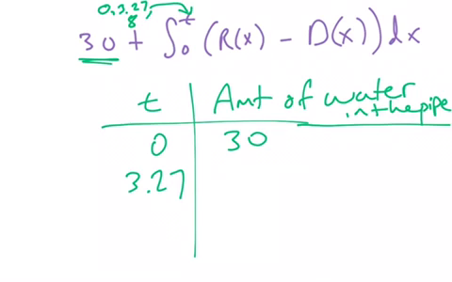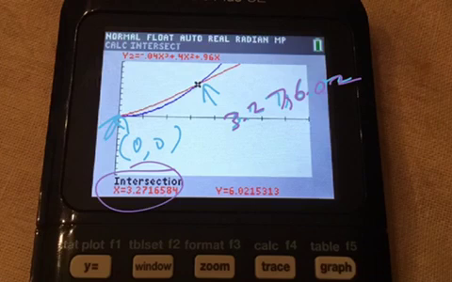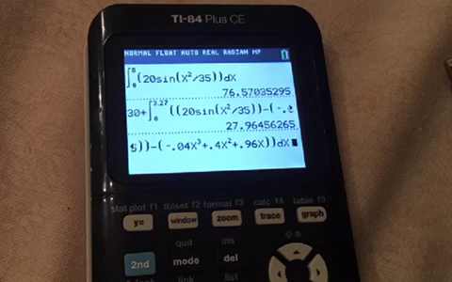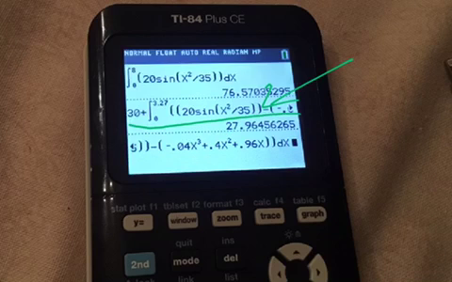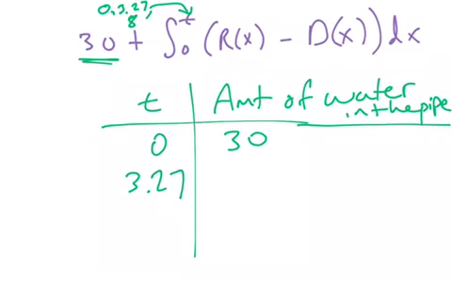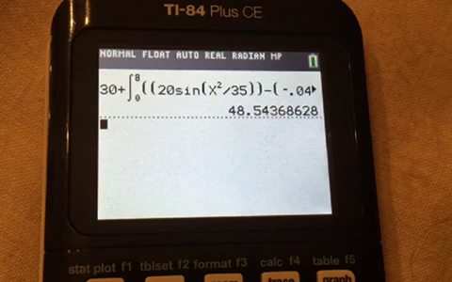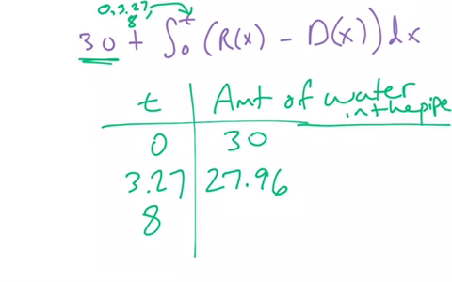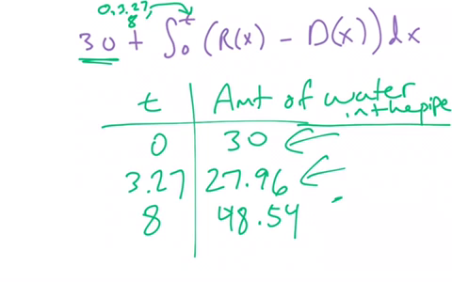3.27, how do I figure that out? Well, you just go into the calculator. It's a little long to type in, but I typed it all in here. This is the back part of what I typed in, and it gave me 27.96. So you just type it in the calculator. The last one is 8. I did that here, typed in the functions, subtracted them, and that gave me 48.54. Okay, so you see which one of these values is the lowest.